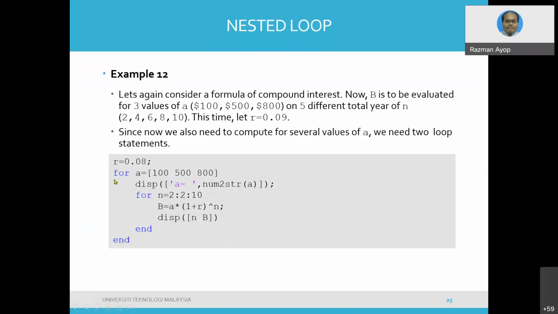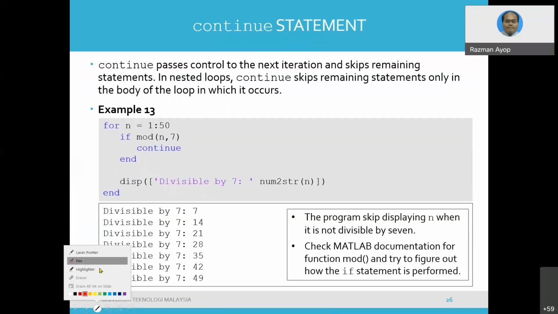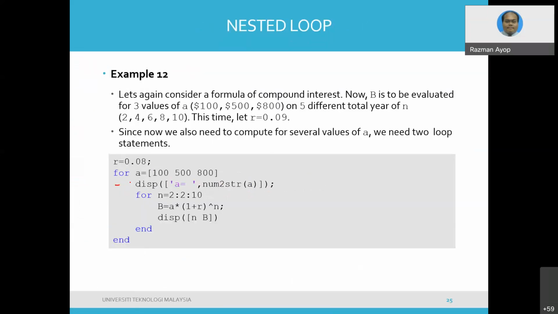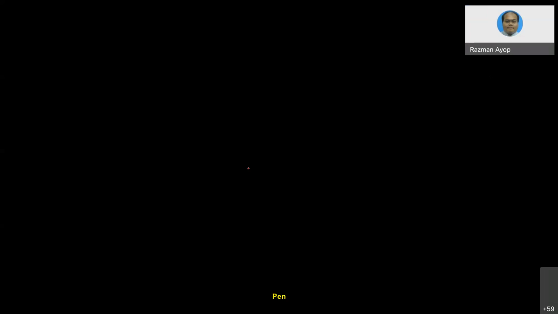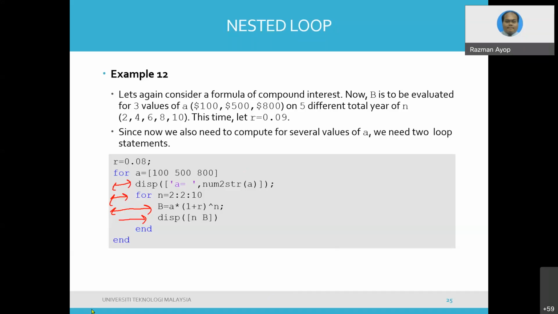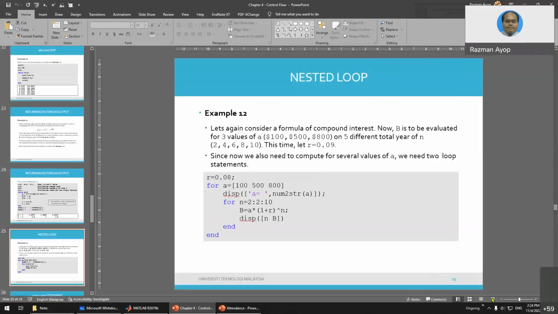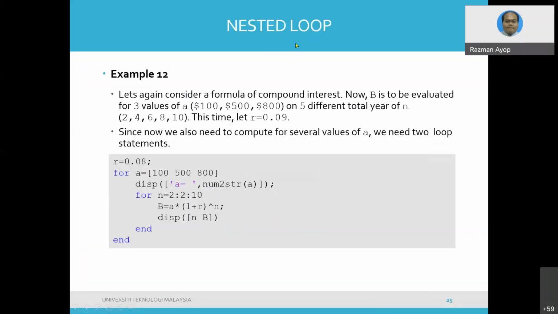So you can see here, you need to have a spacing. Spacing if you do 4. And then the second one, you need to go inside further, 2 indentation. So that is what is meant by nested loop.